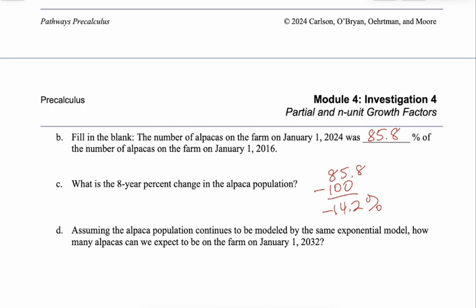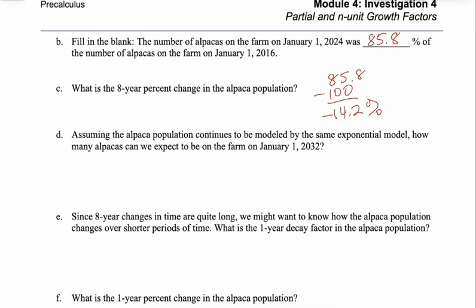If your problem said decay, expect that the percent change should always be negative. If it said growth instead of decay, expect that your percent change will always be positive. Now, part D says, assuming the alpaca population continues to be modeled by the same exponential decay, how many alpacas can be expected to be on the farm by January 1st, 2032? Okay, so let's think about this: it was an 8-year change.